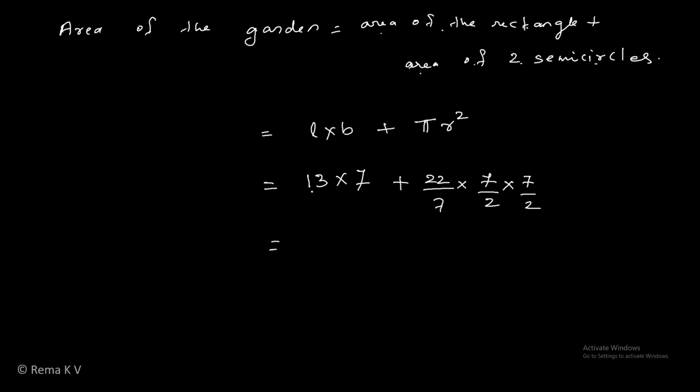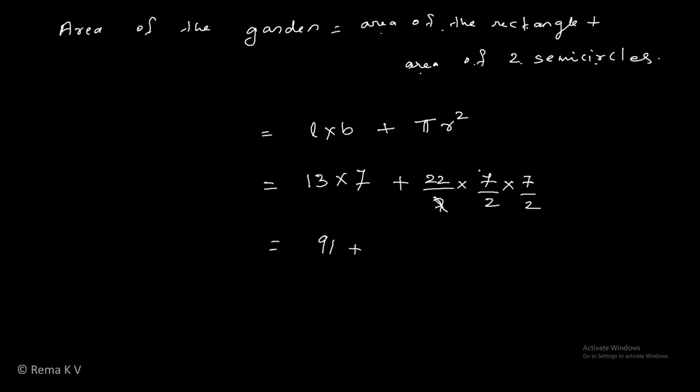Come on, give your answer. 13 into 7. It is 91 plus, okay, here in this you can cancel 1 7 from here and then 2 and this will get cancelled and it becomes 11. 11 into 7, 77 by 2.